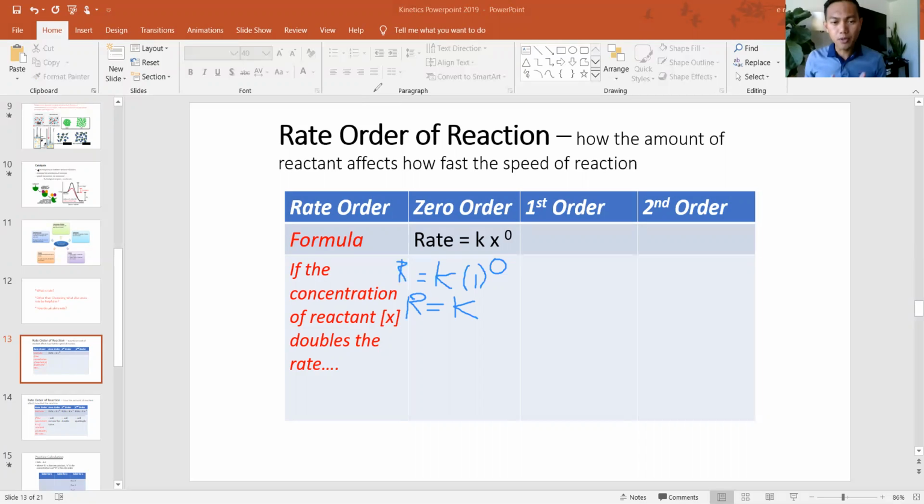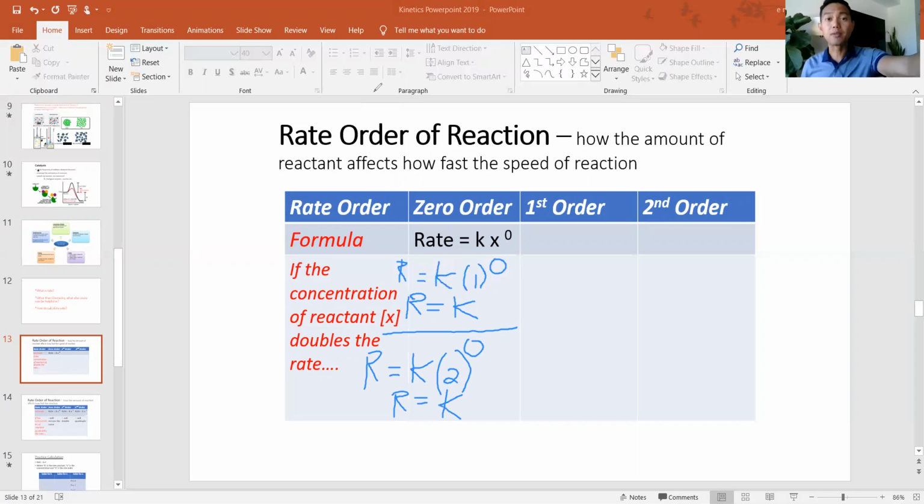On the left, it says, what if the concentration is doubled? So let's try that out. If our K is still the same, what if our X, the concentration, is now 2, from 1 to 2? It's doubling, but it's still raised to the power of 0. Isn't our answer R is equal to K again? Can't we conclude that for zero order reactions, the rate is always the same, or the rate is constant?